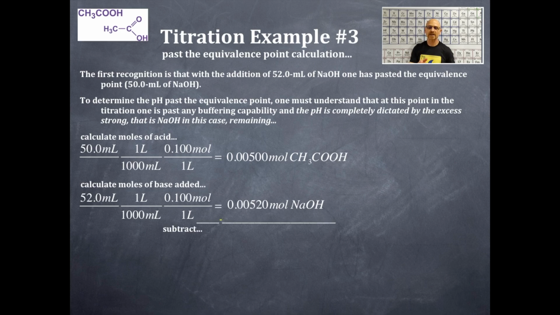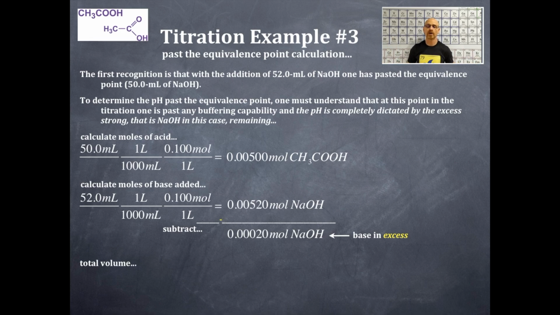Okay, we're going to subtract these values here. Now this will give me 0.00020 moles of sodium hydroxide. This is the amount of base that is in excess, that is past the equivalence point. So what is the concentration of this sodium hydroxide past the equivalence point?